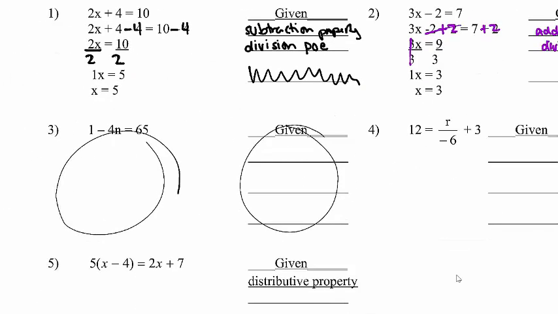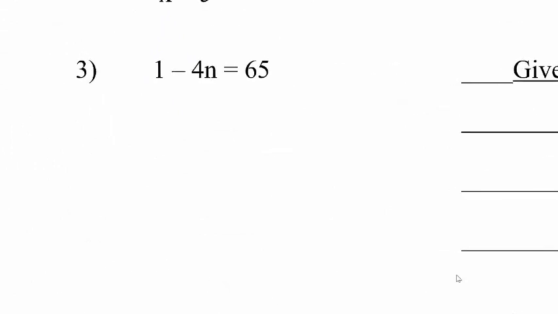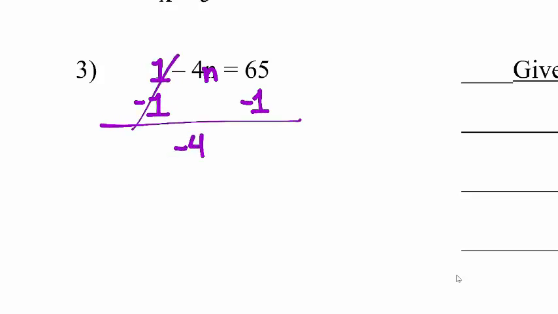Here you actually have to solve it first. So you ask yourself, who is the little brother? Which value is farthest away from n? And in this case, we have a 1, so we're going to minus 1 from both sides. And we have negative 4n equals 64. So we use the subtraction property.